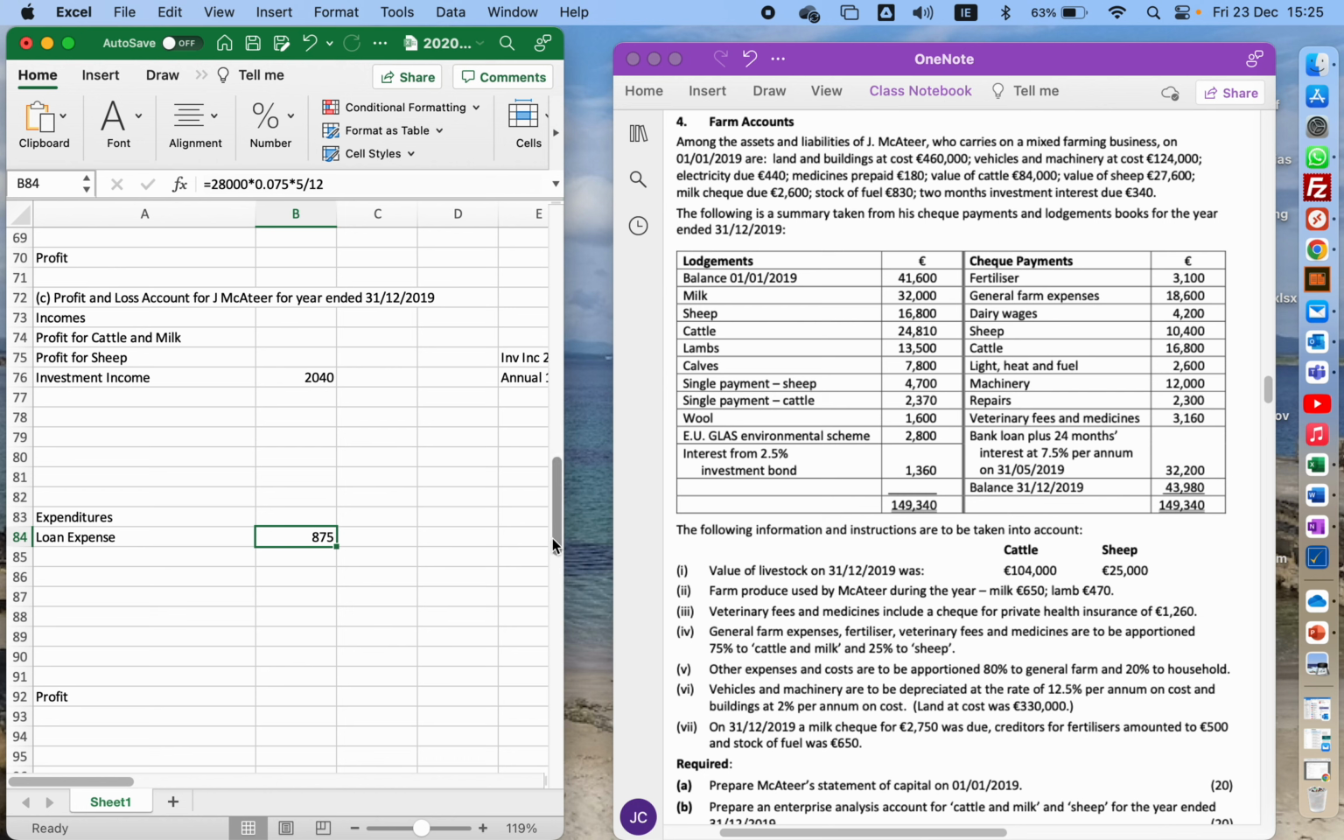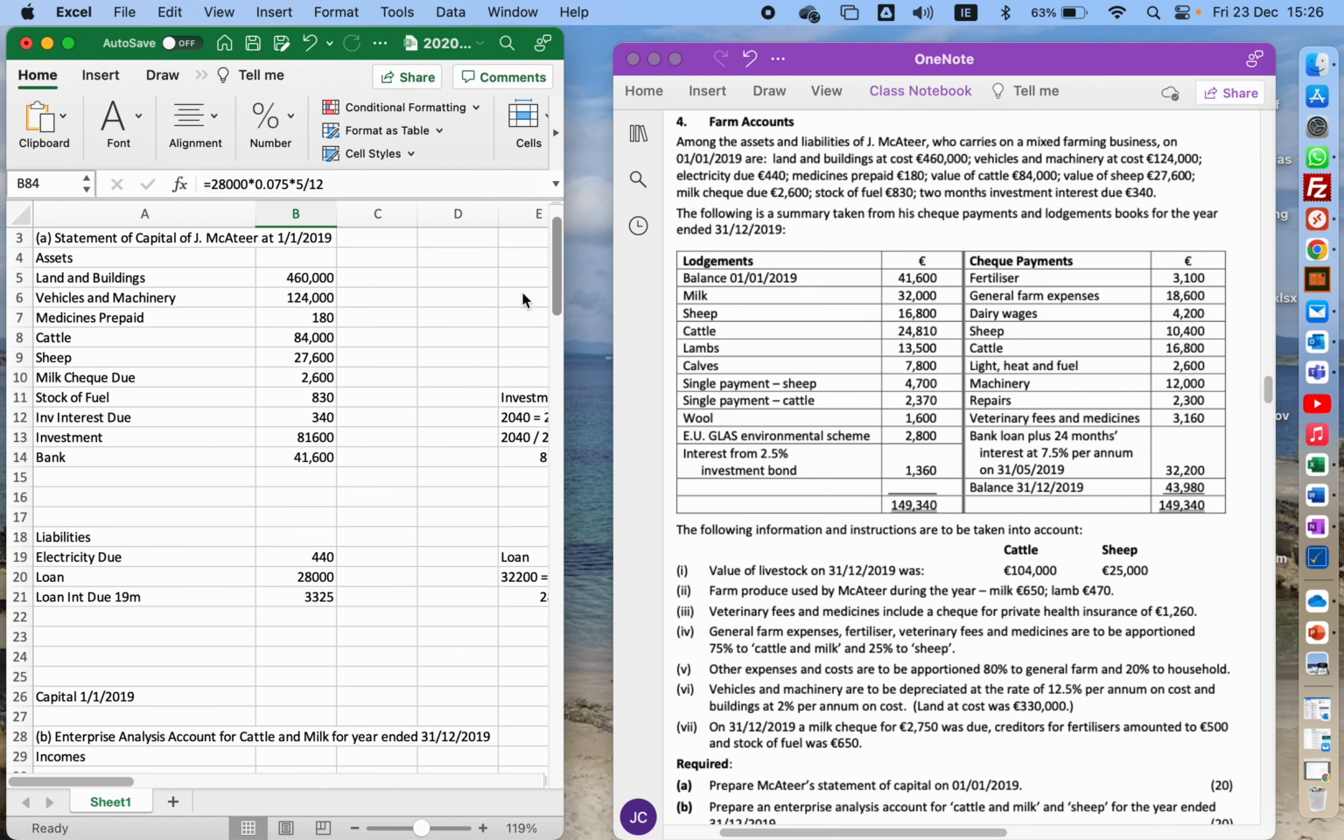Okay, now as you're doing these questions, it's always a useful idea, if you're doing a statement of capital and something comes up that's relevant to one of the other documents that we're doing, it would be a good idea to put that in as we go. But for this video, I'm going to primarily focus just on the statement of capital.